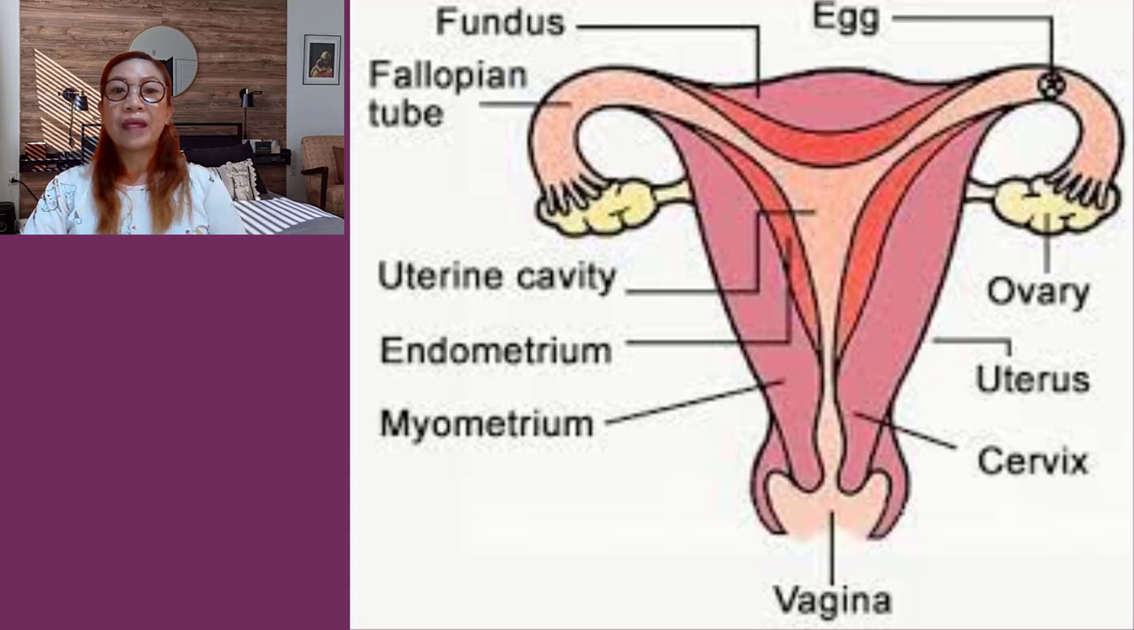And then the fallopian tube is lined with mucous membrane, and underneath is the connective tissue and the muscle layer.